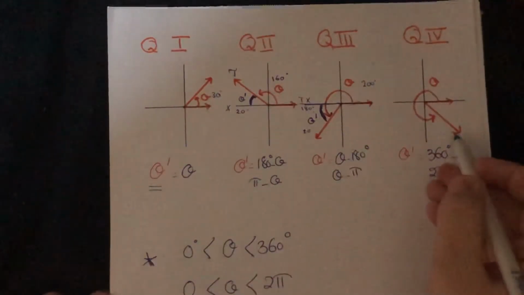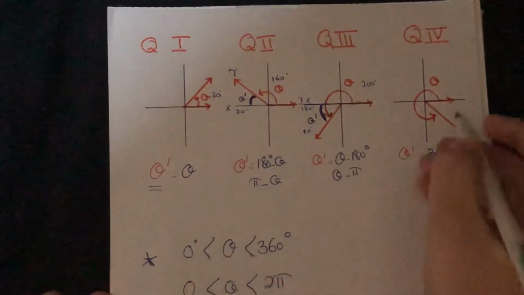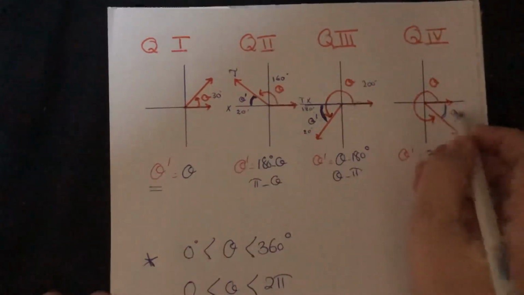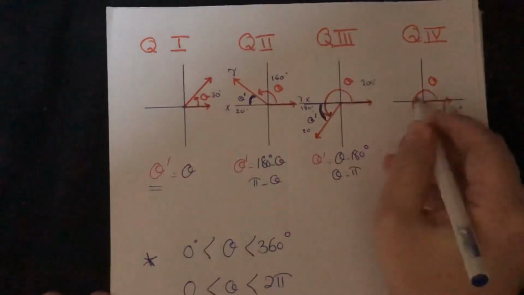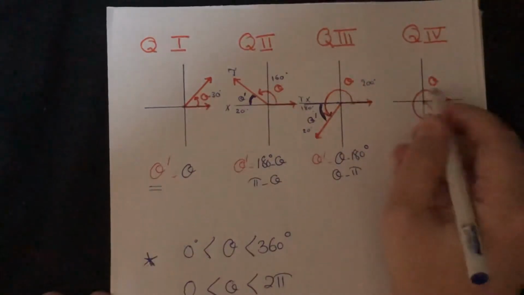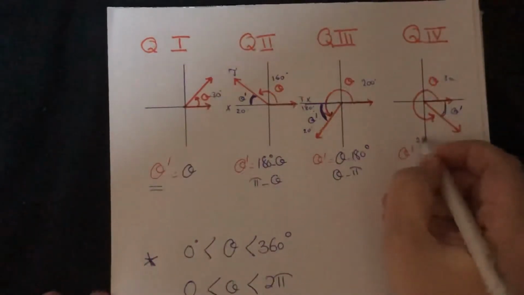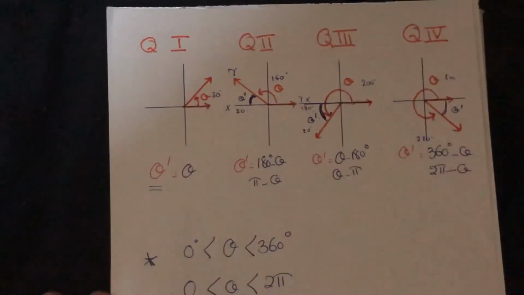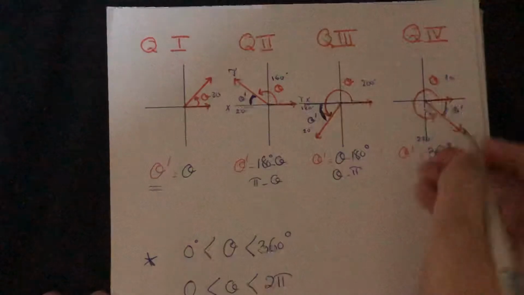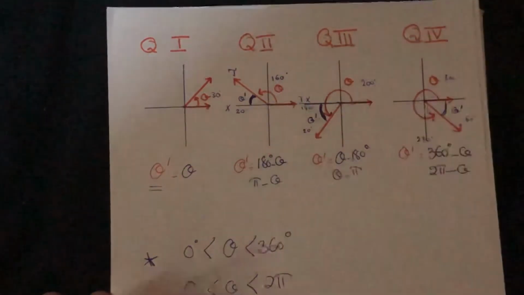And in quadrant 4, here is theta prime, and to find this piece, I would definitely do 360 minus whatever this angle is. Let's say 300, because here is 270. Approximately, I chose 300, so this would be 60 degrees.